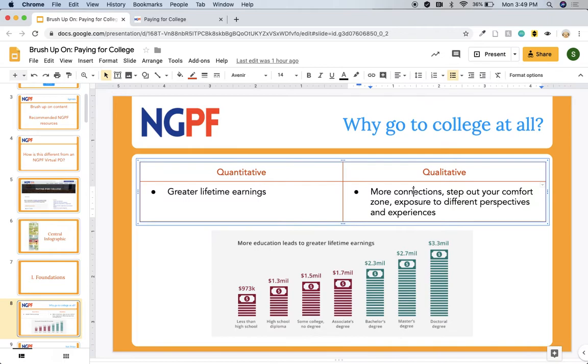And besides the quantitative advantages, you also have a lot of qualitative advantages. As many of you know, a lot of college graduates will talk about how they grew personally. They made life-changing connections, lifelong friendships from their time in college. You're also forced to step out of your comfort zone, and you get a lot of exposure to different perspectives and experiences that really shape you as a human being. And so, going to college is a lot more than just your earning potential after you graduate. It becomes a lot about who you are as a person.